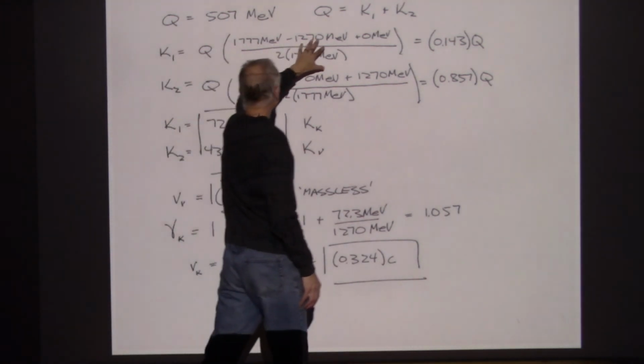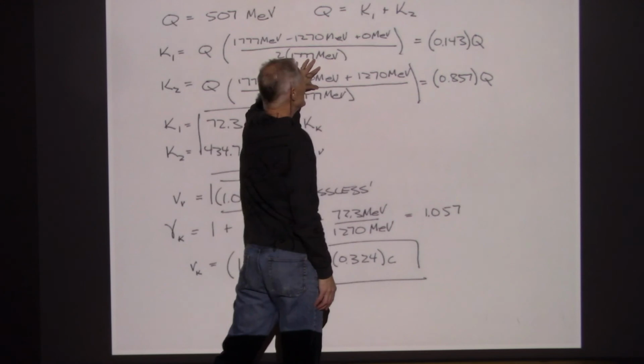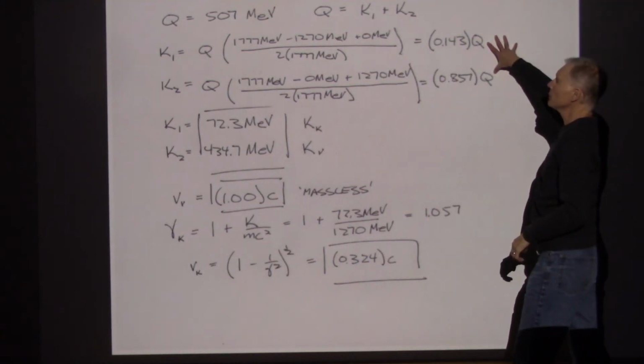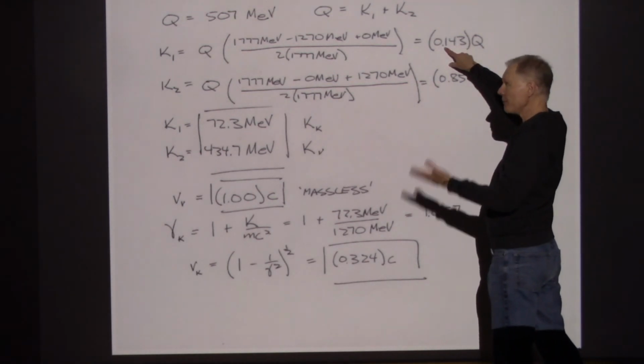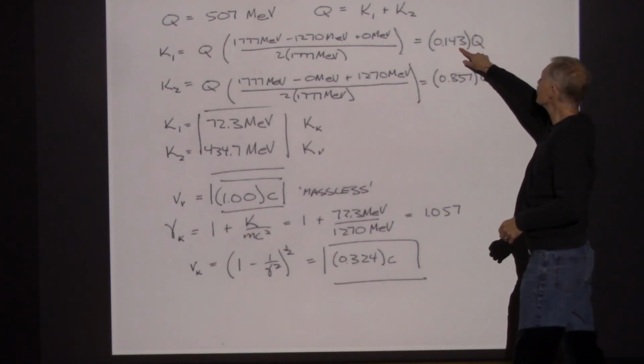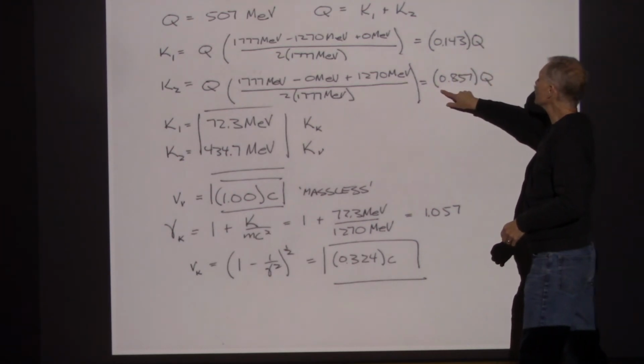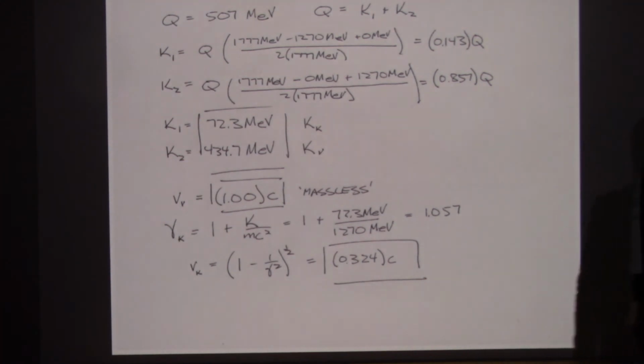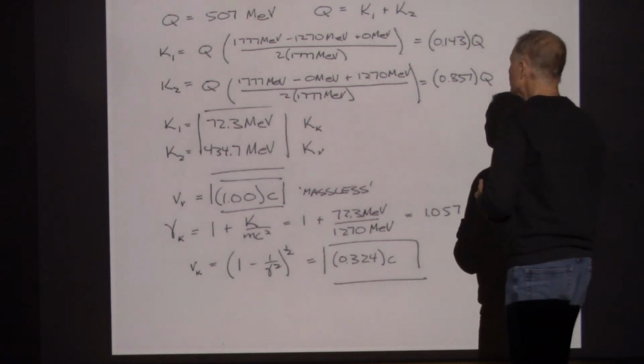Again, just plugging the numbers into the formulas that we've derived tells us that of the available kinetic energy, K1, the heavier particle, gets the smaller fraction, and the lighter particle gets more. Now, why is that? Why is it that the low mass particle gets more and the high mass particle gets less? Because momentum has to be conserved.